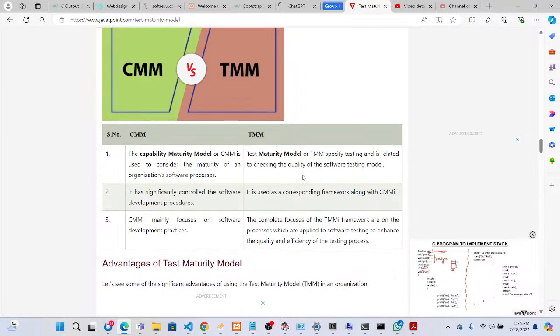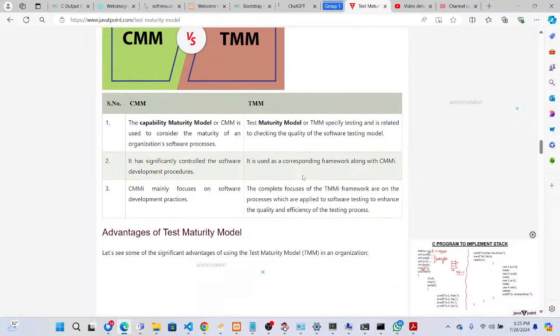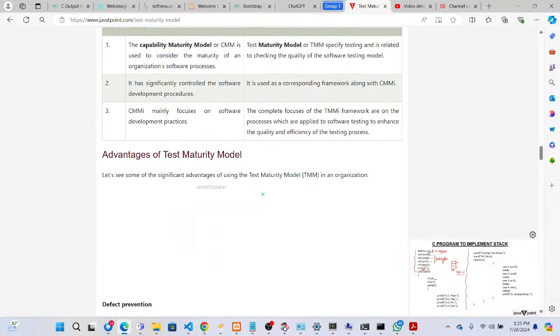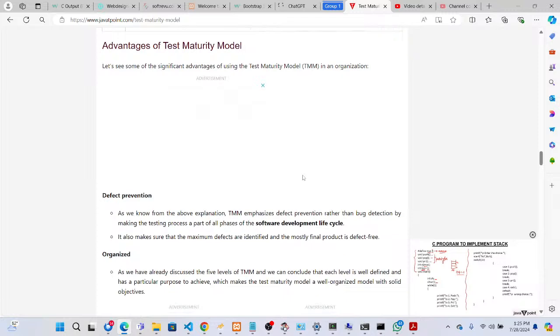It is part of that CMM, where if you implement TMM for the testing phase, it will actually cover the overall CMM also. CMM mainly focuses on software development practices. The complete focus of the TMM framework is on the processes which are applied to software testing to enhance the quality and efficiency of the testing. So hope you have actually understood the difference.